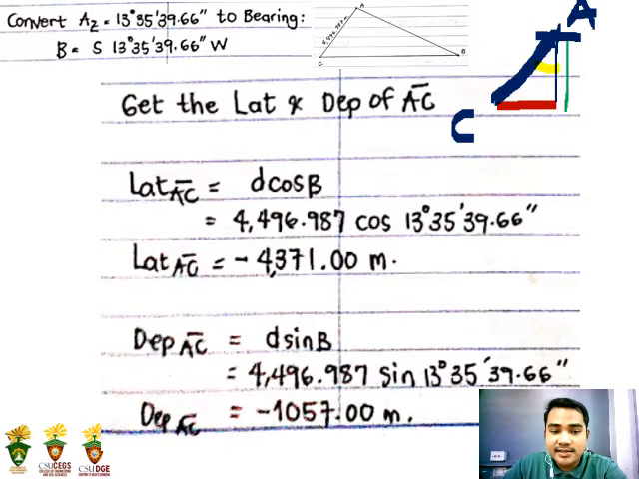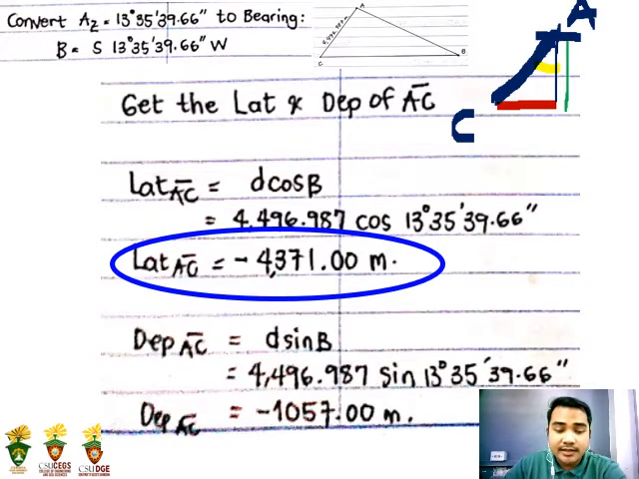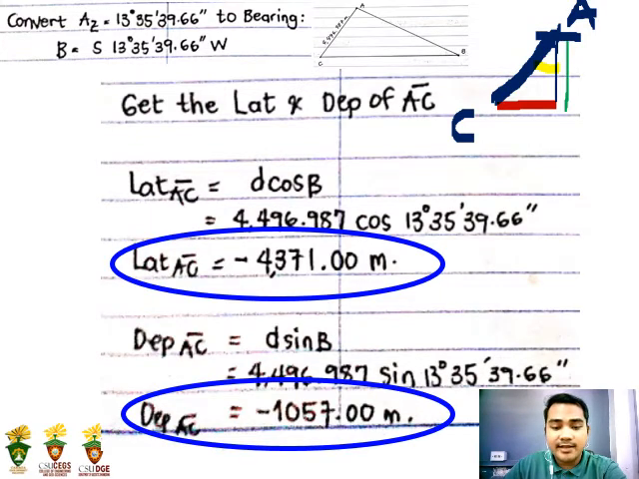Negative siya, kay since ang atoang bearing is southwest, naa sa third quadrant. So that's negative. Alright, so for departure is distance sine bearing. So again, substitute lang the value of distance and the bearing. So we have the value of 1,057 meters. And again, negative siya tungod kay departure west, naka-west siya. So naa sa third quadrant, negative.